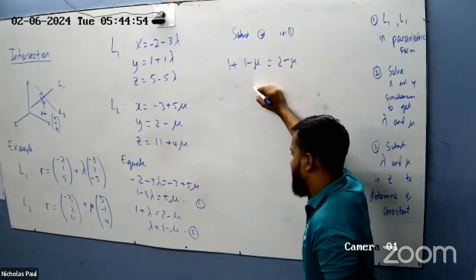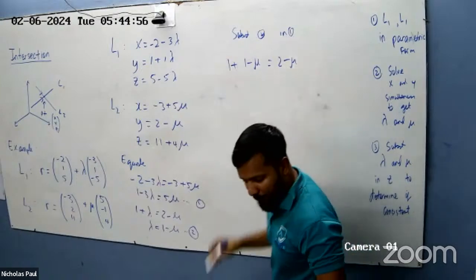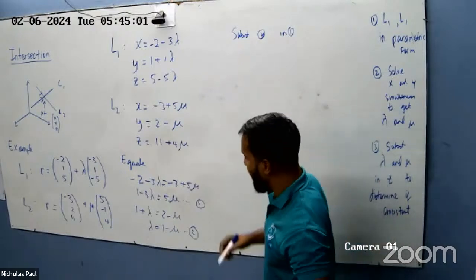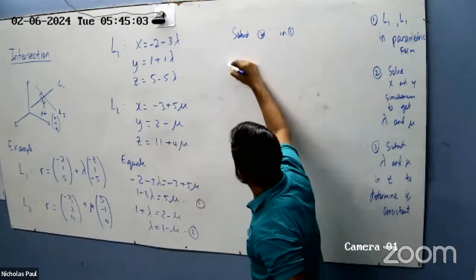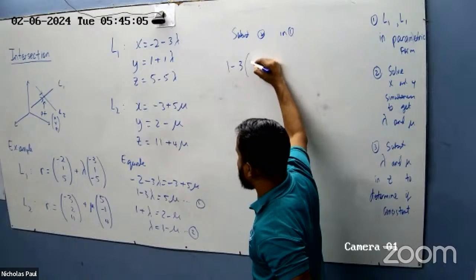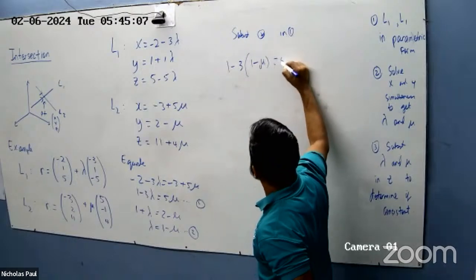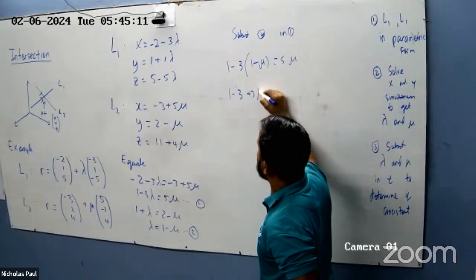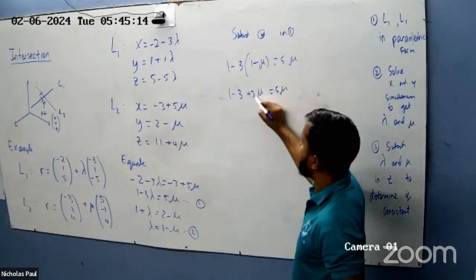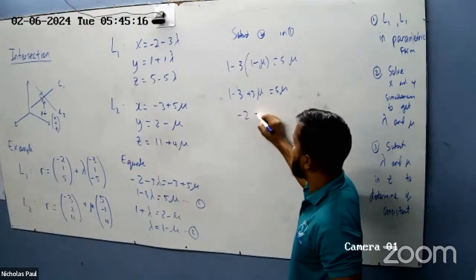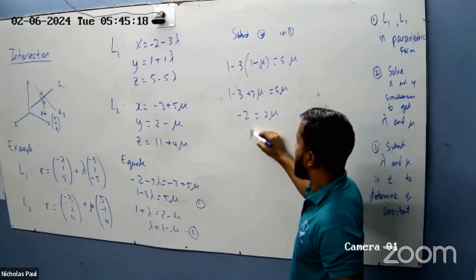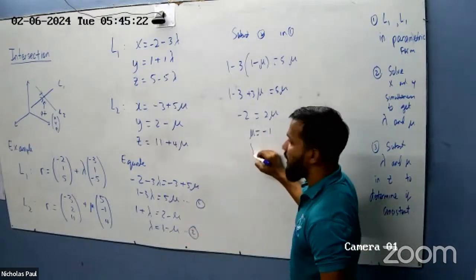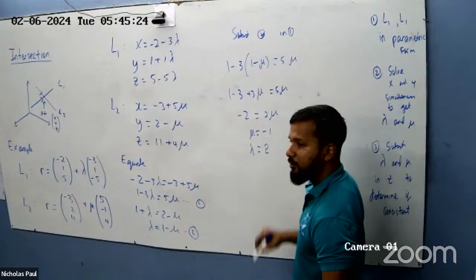I write it wrong. So that's 1 minus 3 by 1 minus mu is equal to 5 mu. So 1 minus 3 plus 3 mu is 5 mu. Bring all the mu's on this side, and you'll get 2 mu. So mu is equal to minus 1. Plug in minus 1 there, and you'll get lambda. Lambda is 2. Right, Shivish?